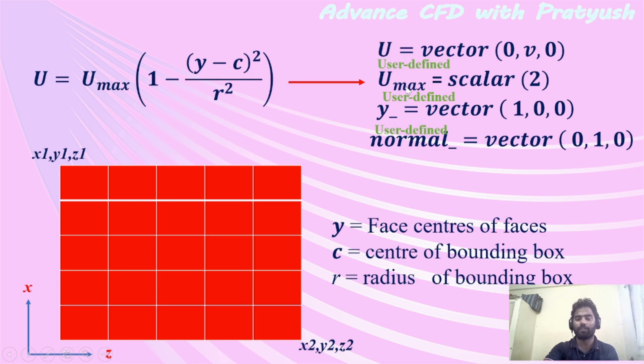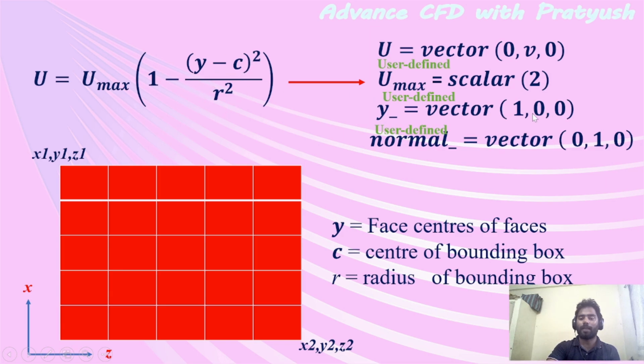The first one is the magnitude of u max, which is going to be a scalar quantity. For example, I am giving one scalar quantity here, and the other two quantities are going to be vectors, including the unit normal vector. Okay, so what are these quantities? First, a vector quantity is needed, that is going to multiply this y minus c or r, the value of r before doing the squaring of this quantity.